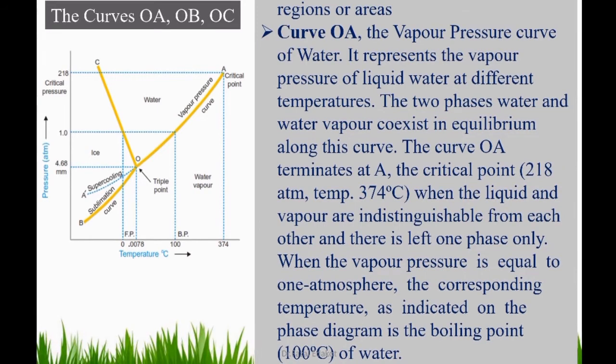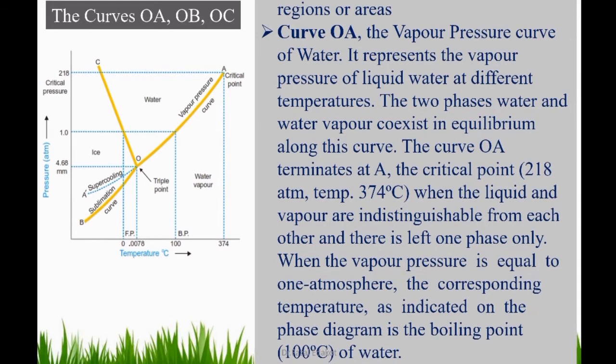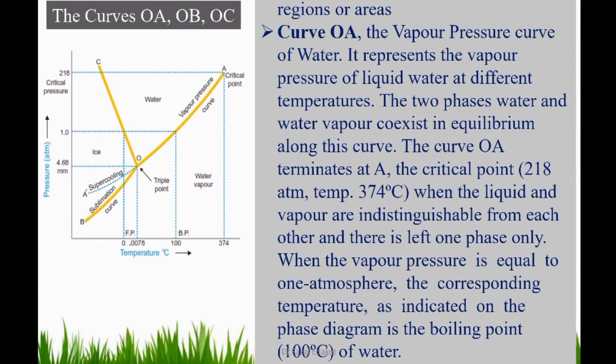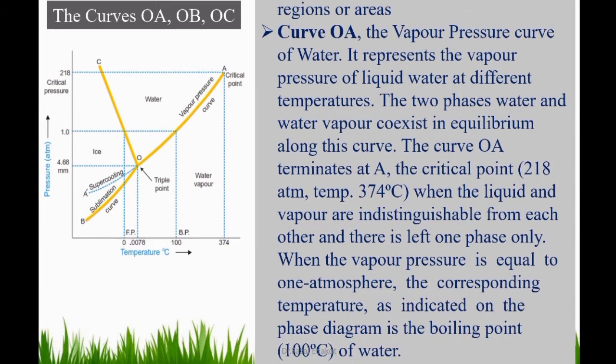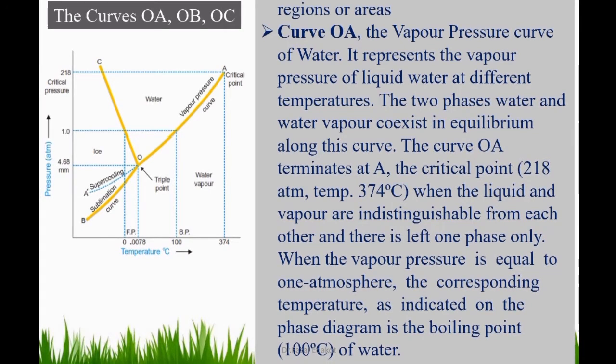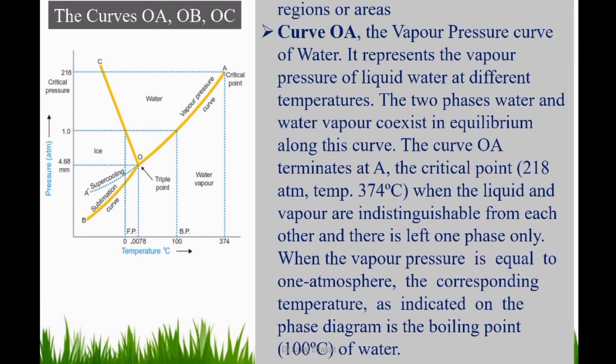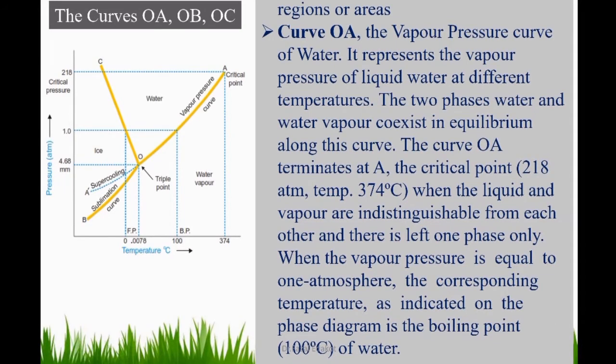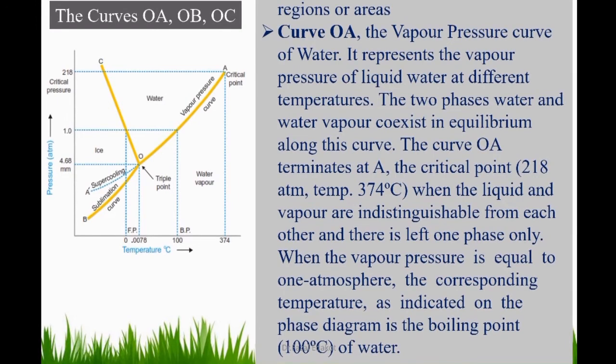When the vapor pressure is equal to 1 atmosphere, there are 2 points you have to discuss when you are discussing the curve OA, the vaporization curve. Point number 1 is the critical point, at 218 atmospheres and 374 degrees Celsius. Then you need to discuss the boiling point. The boiling point is at 1 atmospheric pressure and 100 degrees Celsius. The corresponding temperature as indicated on the phase diagram is the boiling point. It is represented in the diagram.